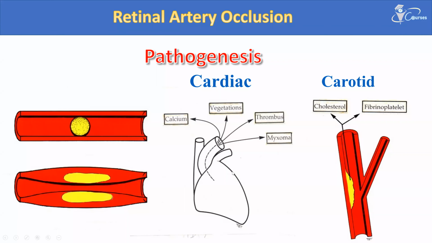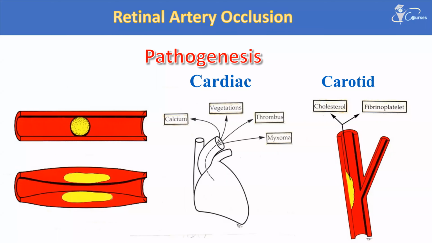Those who have heart disease can have a calcium embolus from the heart. It can be vegetations, especially in those who have endocarditis. It can be a thrombus from the heart, like in those who have artificial valves, who have more tendency to develop thrombus. Or there is a tumor in the atria called atrial myxoma. They also could detach, leading to a thrombus. So this thrombus will pass through the arterial circulation until it reaches the central retinal artery, leading to its occlusion.